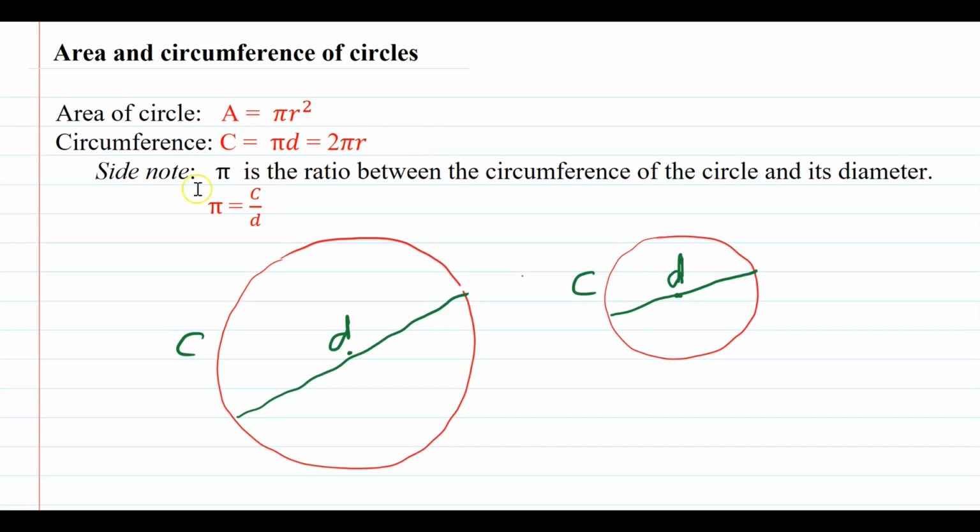Now, just a side note, the pi is the ratio between the circumference of the circle and its diameter. For example, if I have this big circle, then pi is equal to the circumference, the length of the outside perimeter, divided by the diameter, and that will be equal to pi. No matter how big your circle or how small your circle, the ratio between the circumference over the diameter is always equal to pi. Now let's take a look at some examples that involve area and circumference of circles.